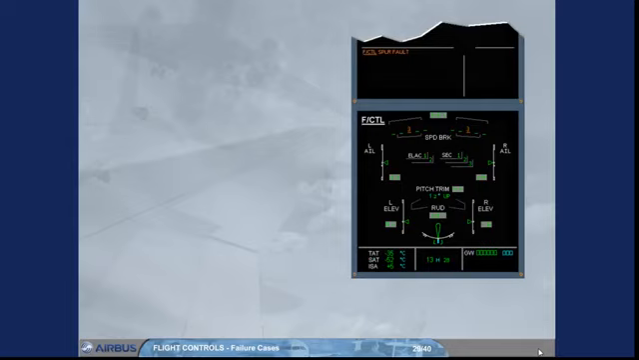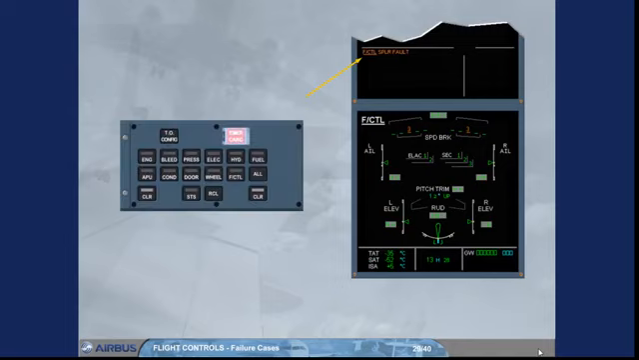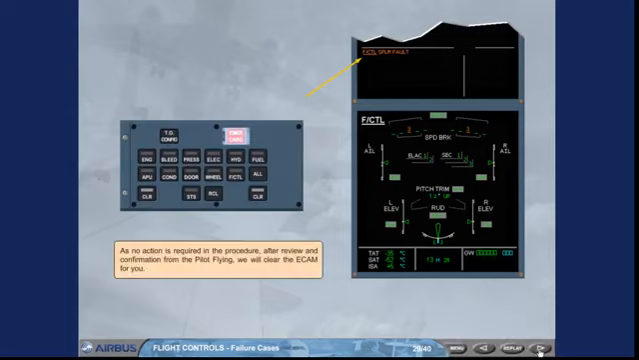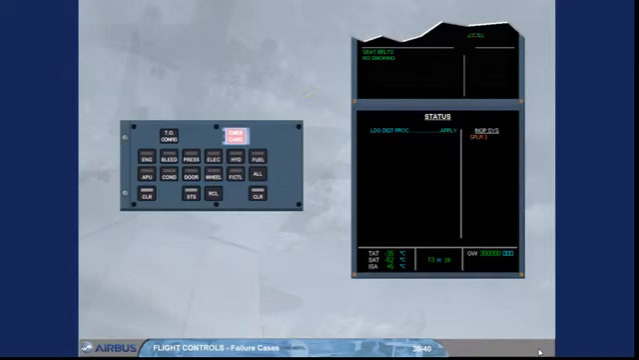As no action is required in the procedure, after review and confirmation from the pilot flying, we will clear the ECAM for you. The status page is displayed for review. A blue message advises us that we will have to calculate a new landing distance. This is due to the fact that both spoilers 3 will stay retracted when the remaining ground spoilers extend at touchdown. You can see in the Inoperative column that spoiler 3 are now inoperative.